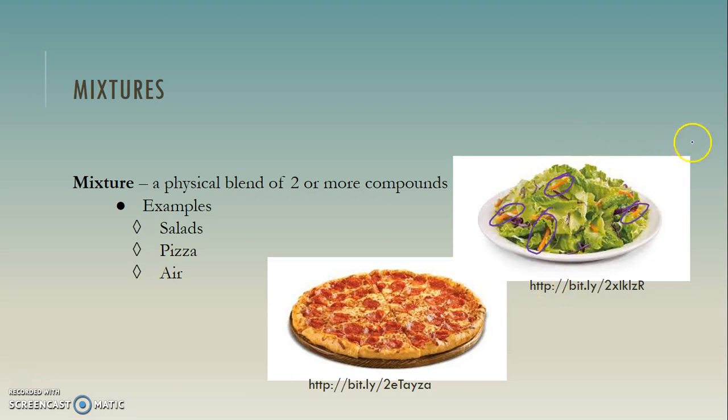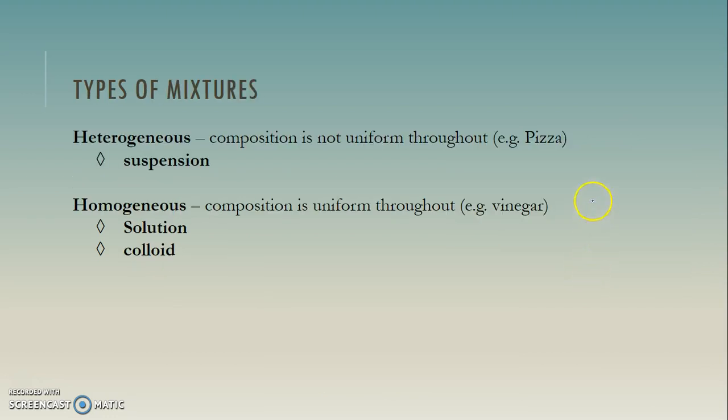And you would still have carrots and you would still have lettuce, and you wouldn't be changing the composition of anything. You would just be changing how it's organized. There's some different types of mixtures. There's heterogeneous and there's homogeneous, whichever way you want to say that. Hetero and homo are two prefixes that you should have learned in biology class. Hetero means different and homo means same.